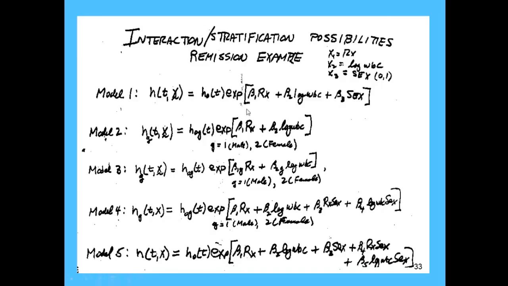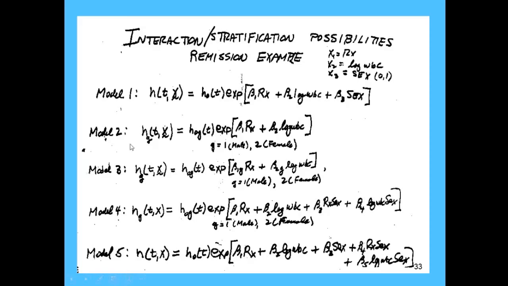For this model, if the treatment variable here was a binary variable, a 0-1 variable, what's the formula for the hazard ratio for the effect of treatment? What is it? E to the beta 1. There's no interaction term in this model, right? So it's just e to the beta 1. That's the usual formula. Okay? Okay, next model, model 2, and model 3.